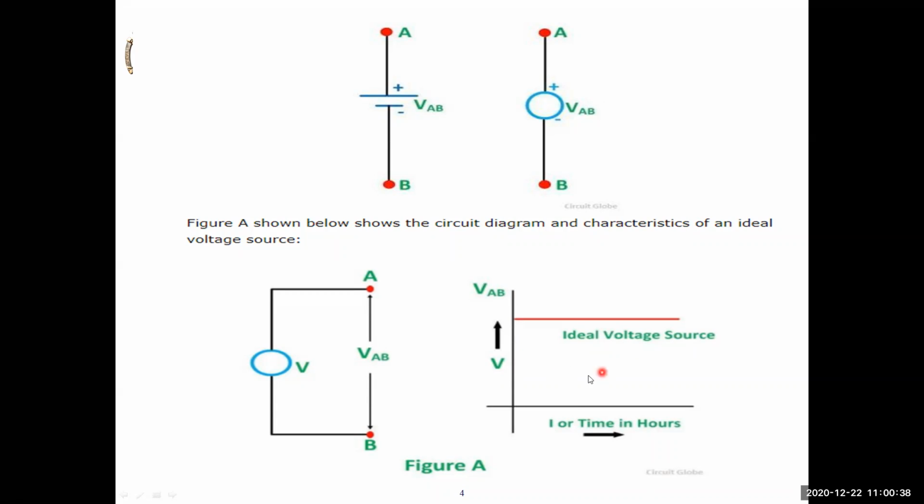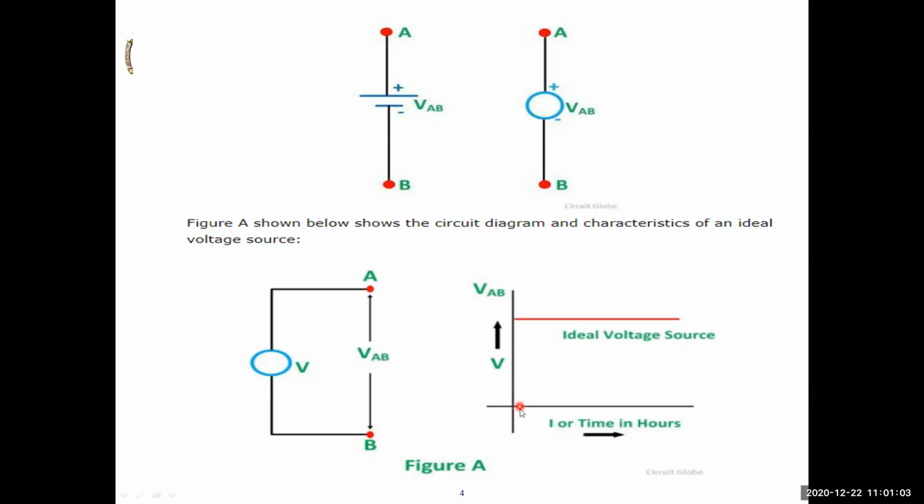Ideal voltage source. Okay, V versus I characteristics. When you take the V versus I characteristics, the voltage is independent of time. Independent of time. So this voltage versus time, or voltage versus current, is independent of time. The voltage is constant throughout the circuit. So there is no voltage drop here.